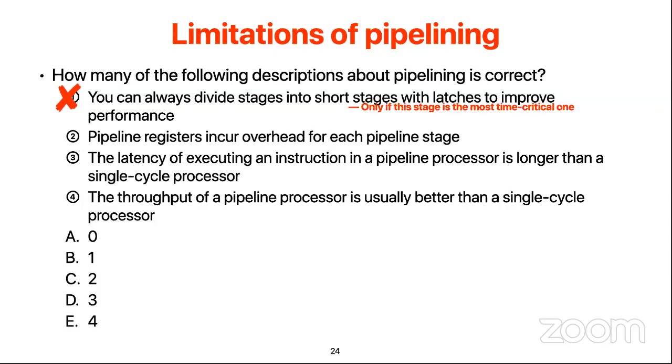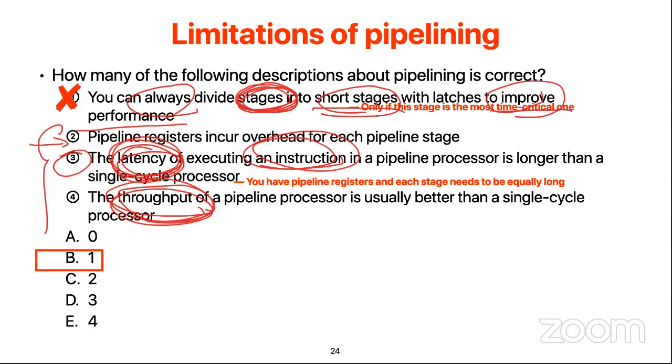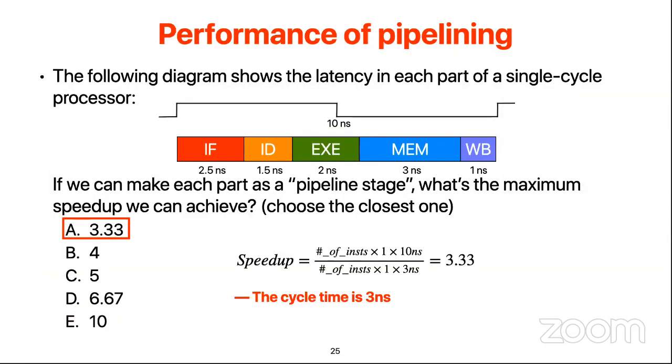So the answer to this question is that only, why do I always get this wrong? Oh, 3 of them are correct. 3 of them are correct. So only one of these is incorrect. All right. So again, if you go to this slide, make sure that you know the difference between throughput and latency.